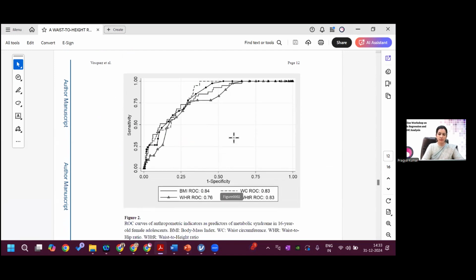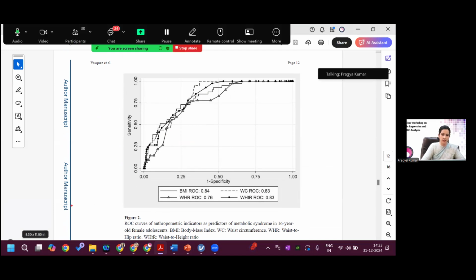Sensitivity and 1 minus specificity. So you can see they have taken all these 4 graphs in one. This is the diagonal line. If you see, they have not drawn it, but this is the diagonal line. And they are the 4 graphs.